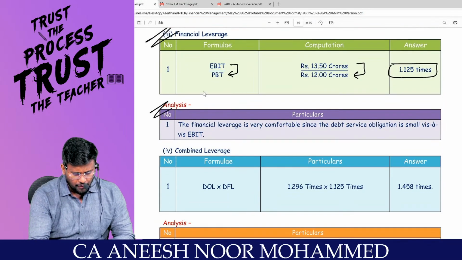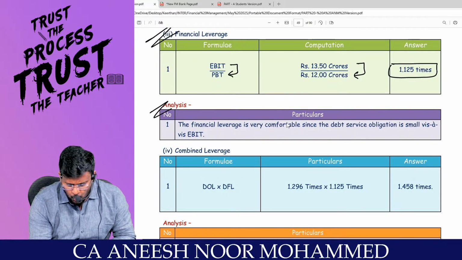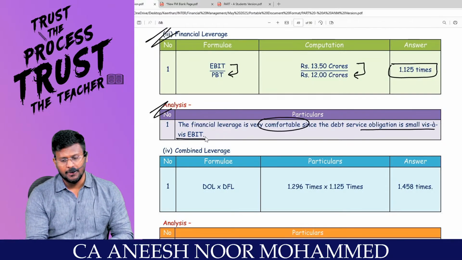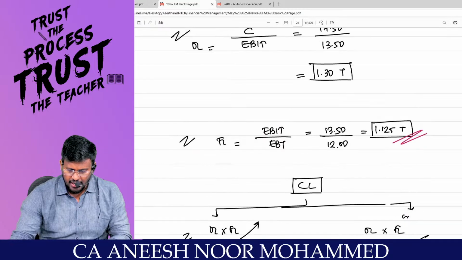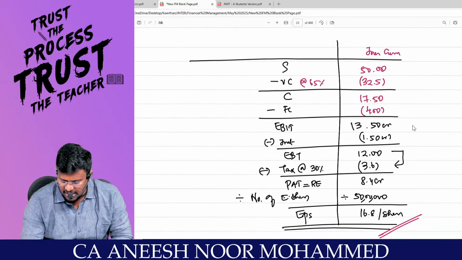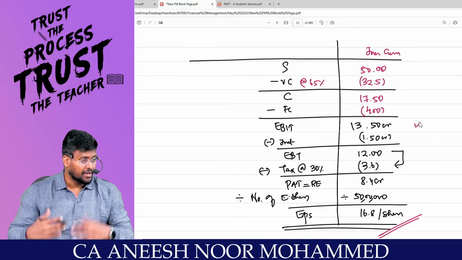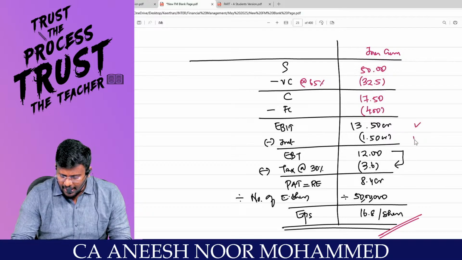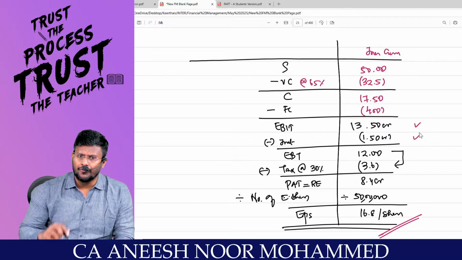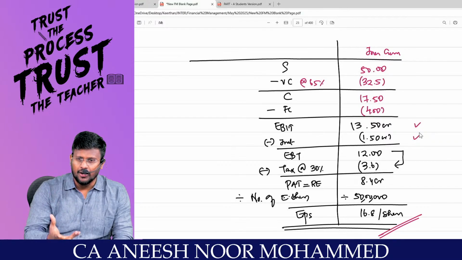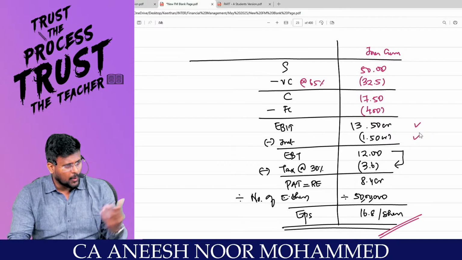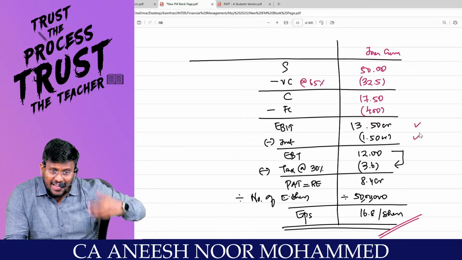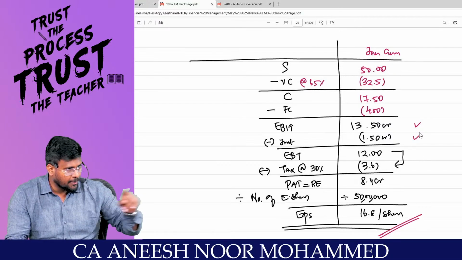What is the analysis of the financial leverage? Financial leverage is very comfortable since the debt service obligation is small vis-a-vis EBIT. Look here. What is the EBIT of this concern? 13.50 crores. My company is earning 13.50 crores, but I am liable to pay an interest of only 1.5 crores. That means no need to fear, because tomorrow if the EBIT reduces by 1 or 2 crores, I can still pay the interest, because whether I earn the EBIT or not, I am liable to pay interest, right sir?